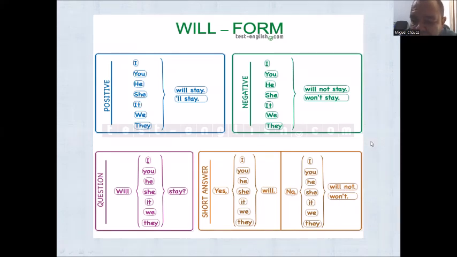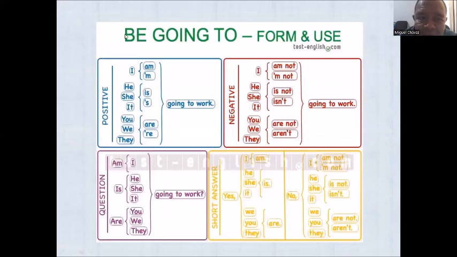Then we have the future be going to, or idiomatic. For this structure, remember that we use the verb to be as the auxiliary verb. Then after the auxiliary verb, we use going to and then the main verb in simple form. I am going to work. He is going to work. We are going to work.